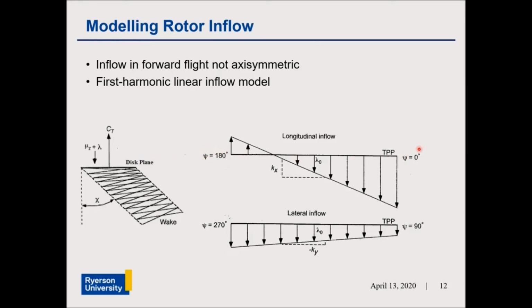As you can see, at the trailing edge there is a larger downwash, and at the leading edge there is a slight upwash. There is also a lateral variation in the inflow caused by this skewed wake, and you can see on the advancing side at an azimuth angle of 90 degrees there's a smaller downwash, while on the retreating side at an azimuth angle of 270 degrees there is a larger downwash.